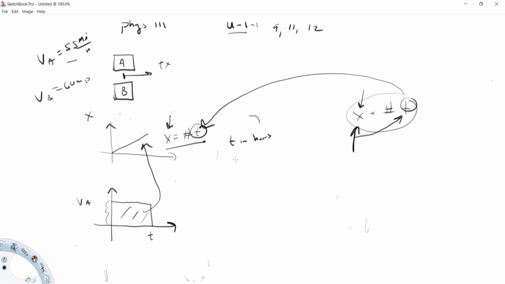Okay, part B is a little bit trickier question, where it says how far must the faster car travel before it has a 15-minute lead on the slower car? In my example, A was the slower car. So a 15-minute lead would be this. All right, so x equals a number times t. For a 15-minute lead, this would be a quarter hour, 0.25 hours.